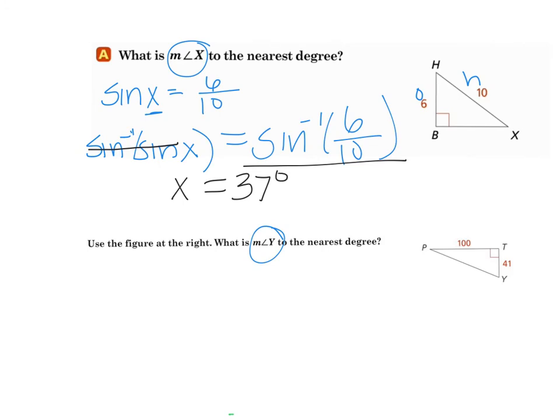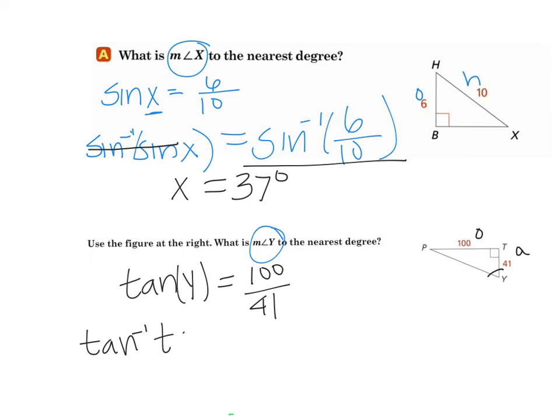So the bottom question, same thing, angle y. We're given opposite and adjacent this time, so we're going to use tangent of y is equal to 100 over 41. We're going to take the inverse tangent of both sides.